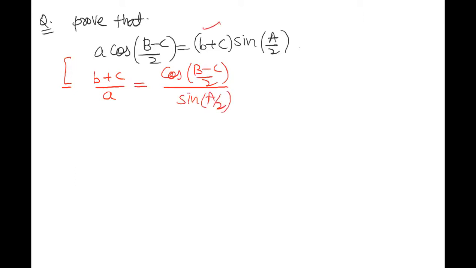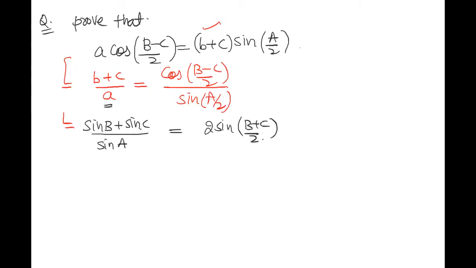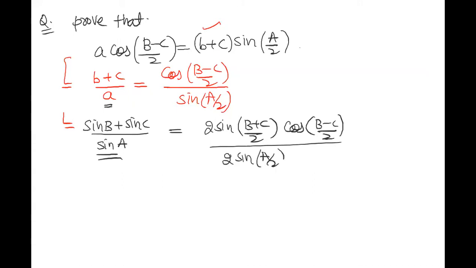Wherever you find b, you will think of 2R sine b, then c is 2R sine c, and this is 2R sine a; 2R cancels. So sine b plus sine c divided by sine a. The sine C plus sine D formula I can apply: 2 sine of (c plus d) by 2 into cos of (c minus d) by 2. The denominator I can write as 2 sine a by 2 into cos a by 2.